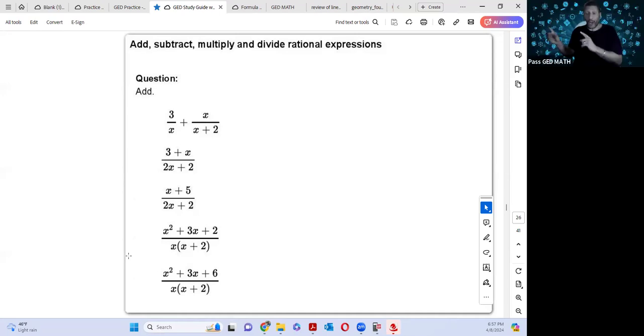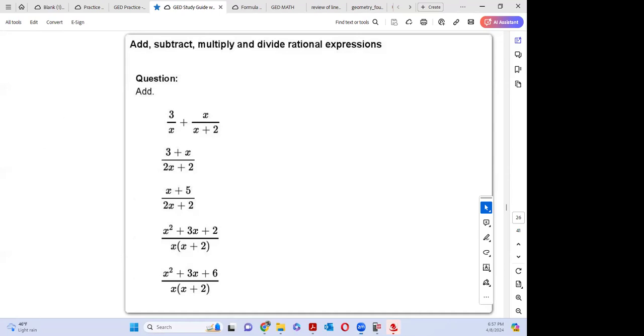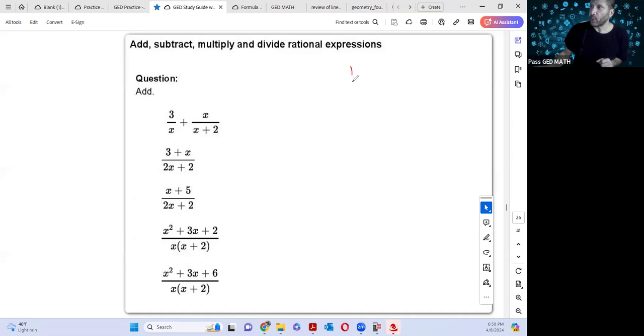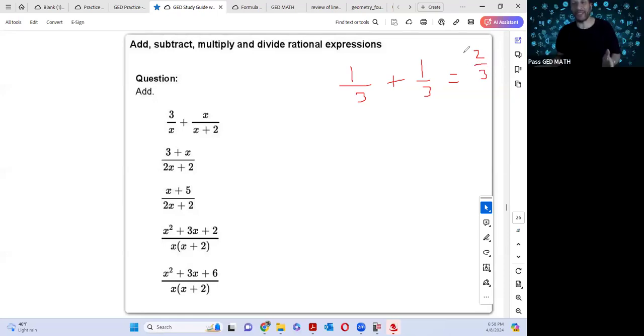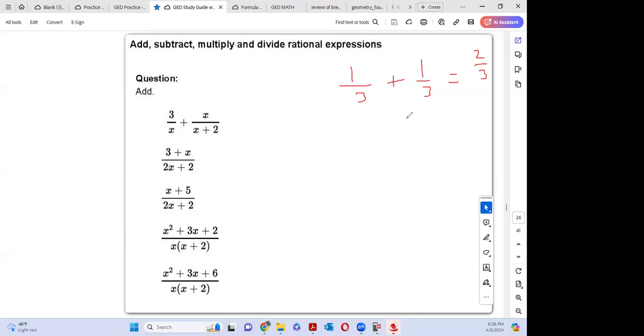Now, I'm going to do the problem for you. I'm going to show you how to do it, and I'm going to come from a ground zero approach. I'm going to start from the beginning. Let me ask you a question. If I had to add 1/3 plus 1/3, what would be my answer? 2/3. When a fraction has a common denominator, you just add the numerator. Does everybody understand that?